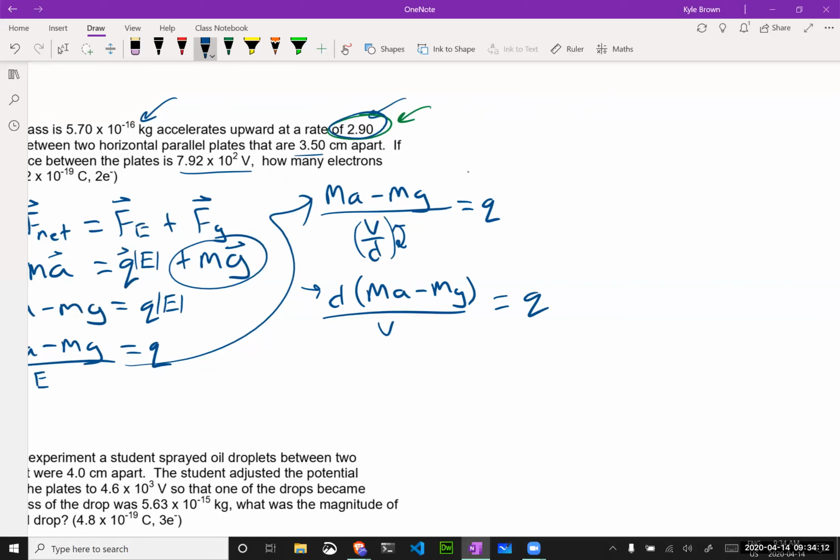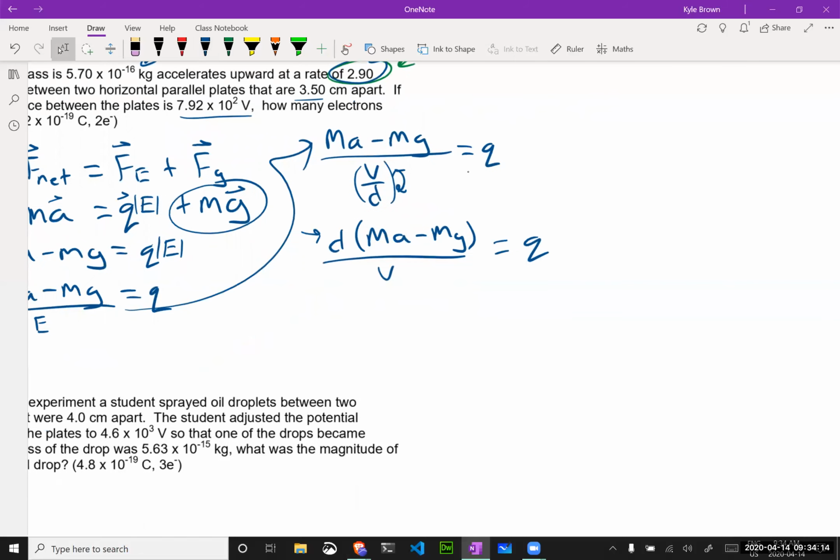And then nifty little trick we can do here, instead of writing mass twice, I can see that mass is common to both of those. So what I can do is I'm going to factor out the mass. So the simplest way to write this guy now would just be D times, and then factoring out an M, and then A minus G all over V is equal to Q.